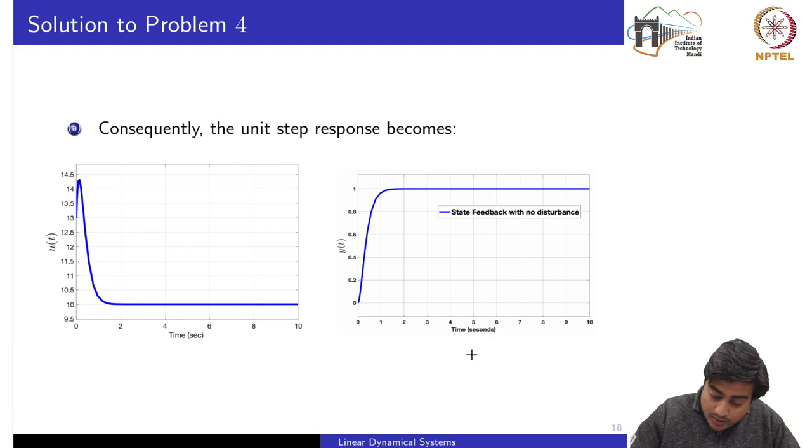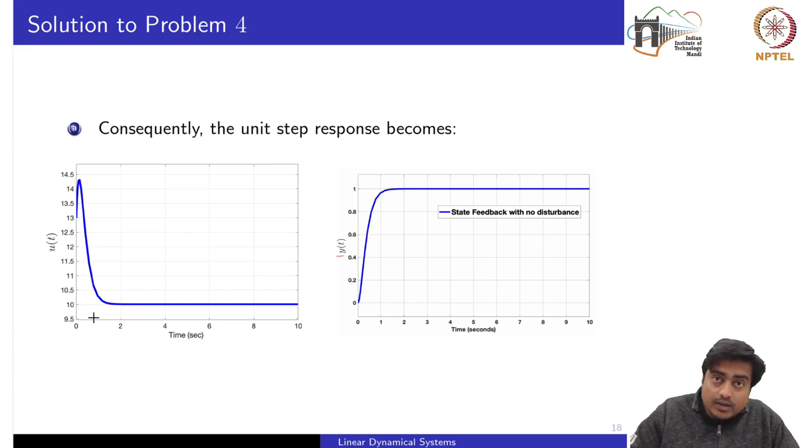Once I put the controller as u equals P r minus K x, the output of the closed loop system tracks the reference r equal to 1, and this is the control signal.